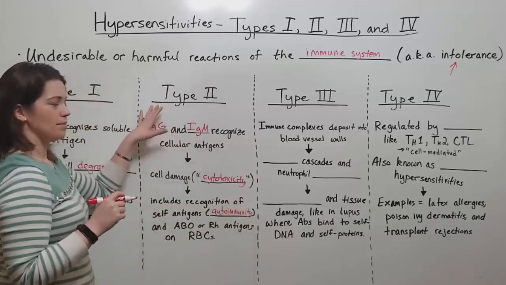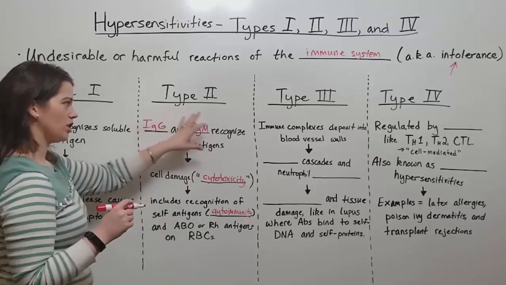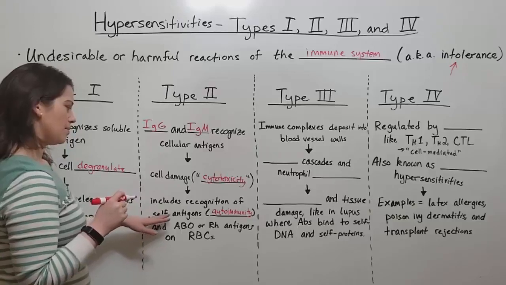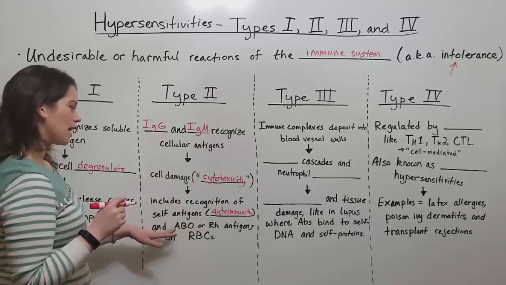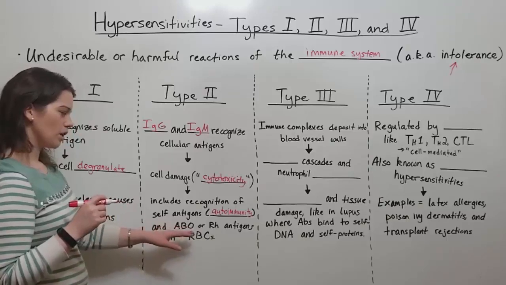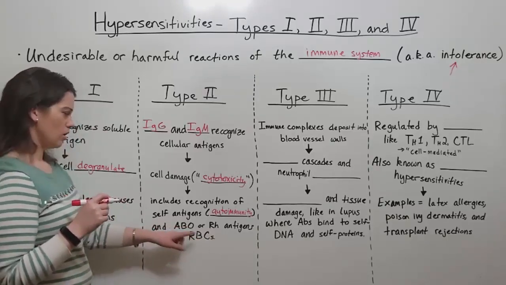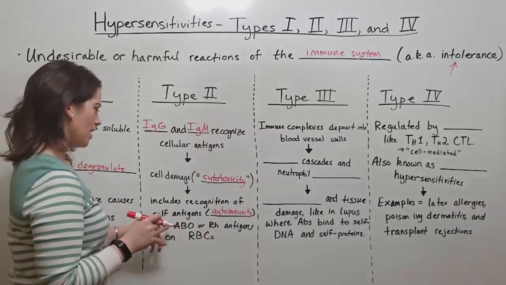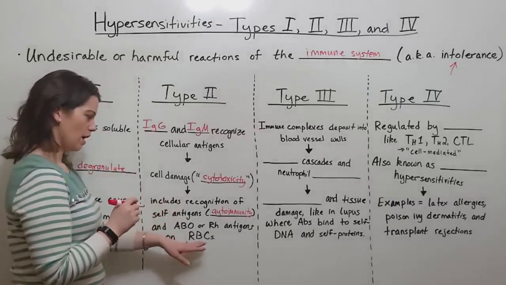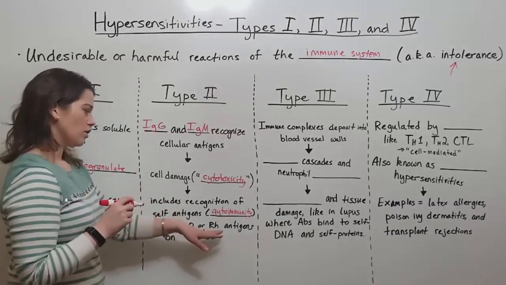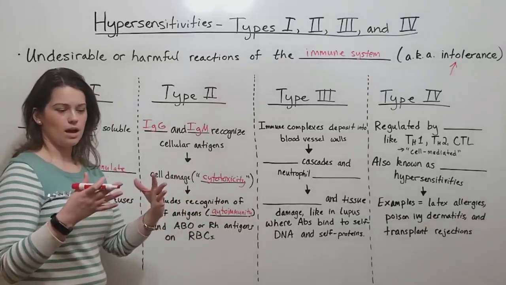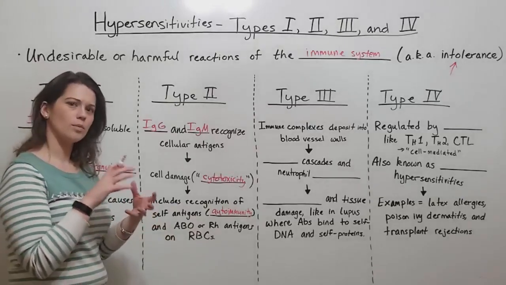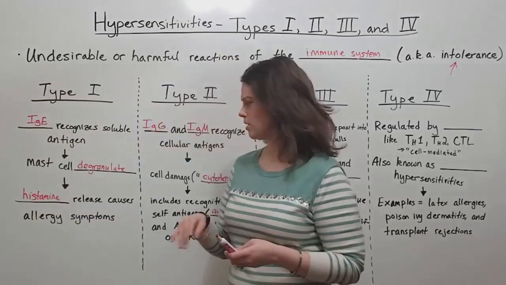So some of these type 2 hypersensitivities, where you have IgG and IgM recognizing these cellular antigens and causing damage to the cells, can involve self cells, and can also, in particular, involve red blood cells. So the ABO groups, if you've heard of type A, type B, type O, type AB, that has to do with carbohydrates on the surface of red blood cells. And if you've heard about being A positive or O negative, that positive and negative refers to Rh antigens, which are also just carbohydrates stuck onto red blood cells.